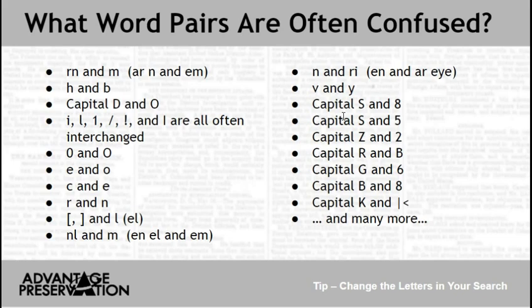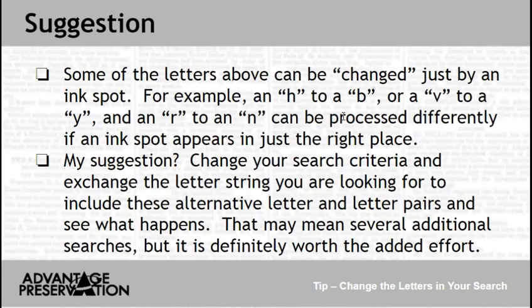if you anticipate there may be some confusion, if you will, in the search index, try exchanging the letters for some of these letter pairs and doing the search, and you will get more search results because they are there to be found. You just need to find them. Okay? We talked about the ink spot. H to a B, V to a Y, R to an N. Okay? Change your search criteria, exchange the letter string you're looking for to include some of these alternative letter and letter pairs, and see what happens. I think you will be very pleasantly surprised.